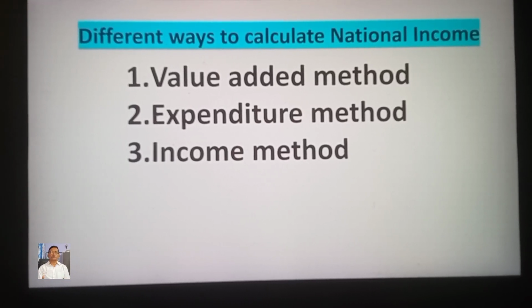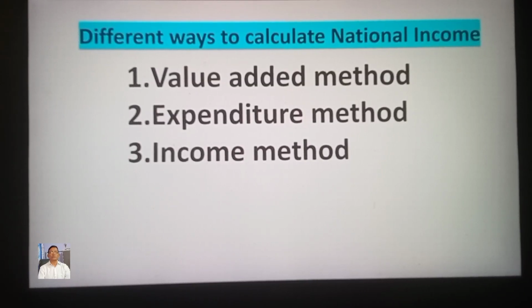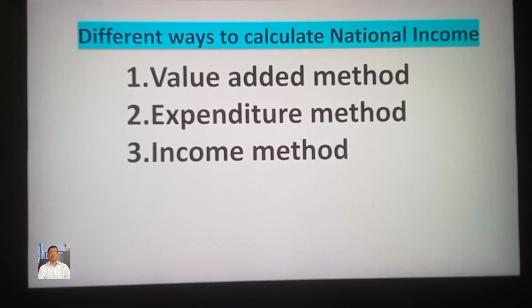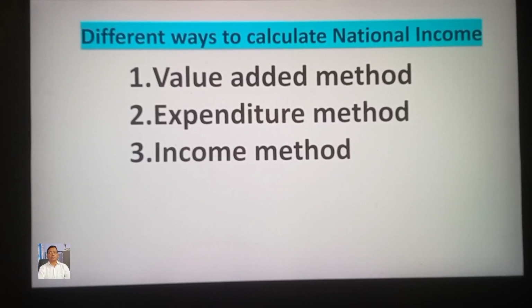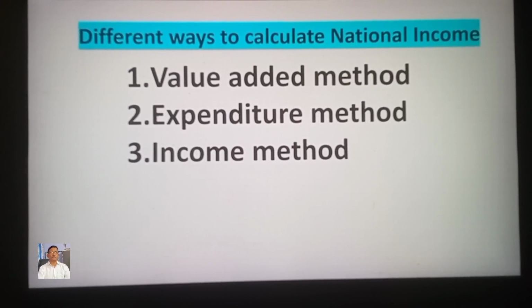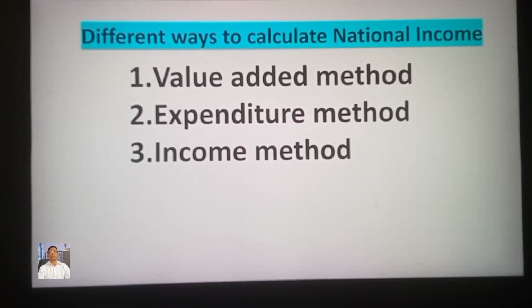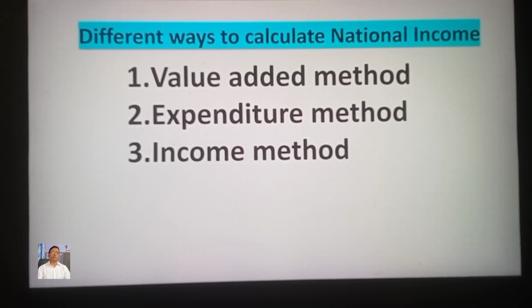Second, expenditure method, total amount spent on goods and services. For example, with wages from work, households can then buy goods produced by firms. Therefore, the spending goes back to firms.